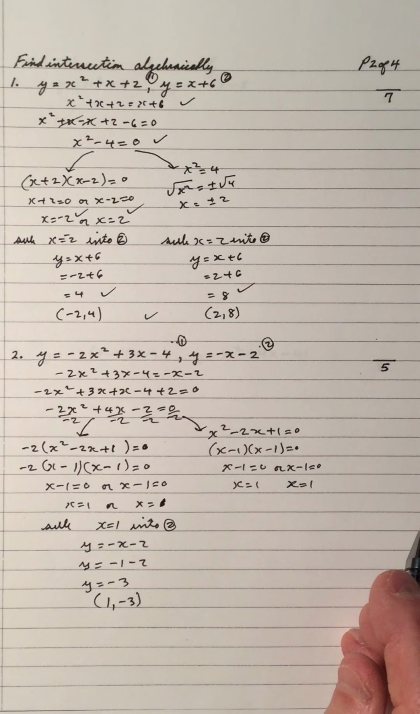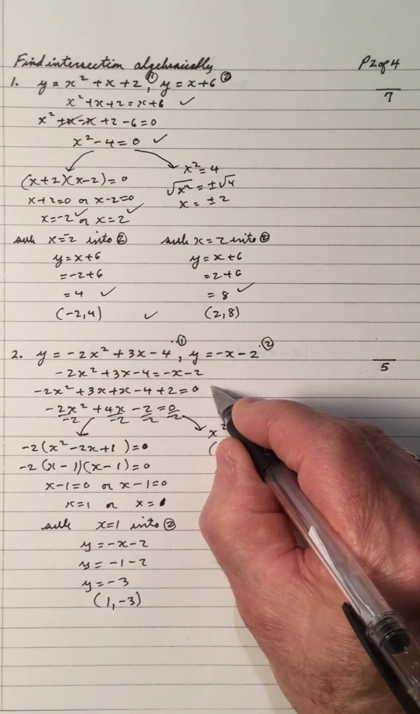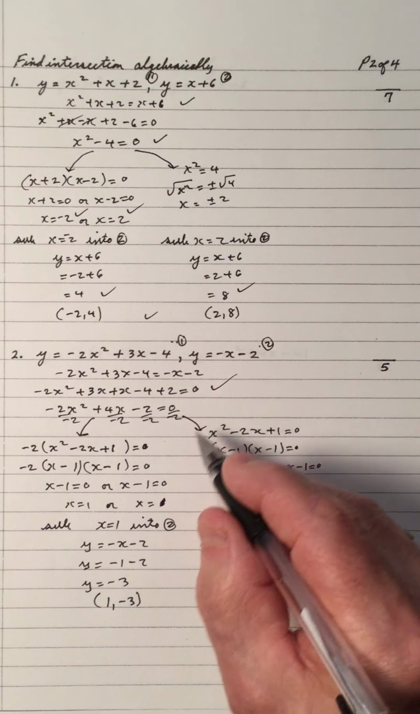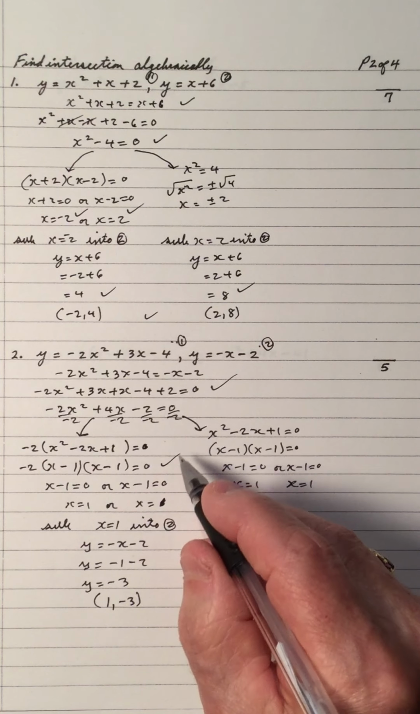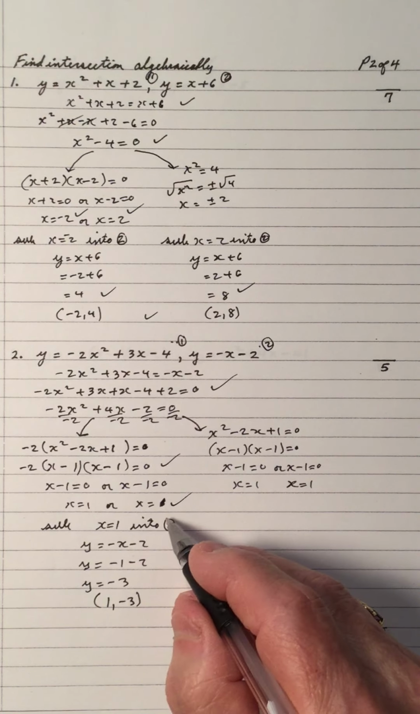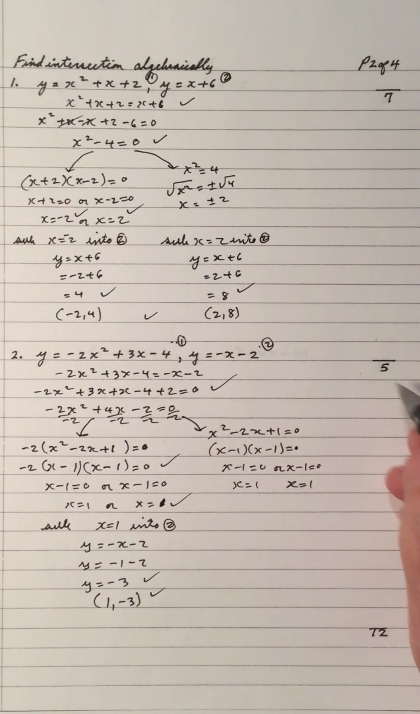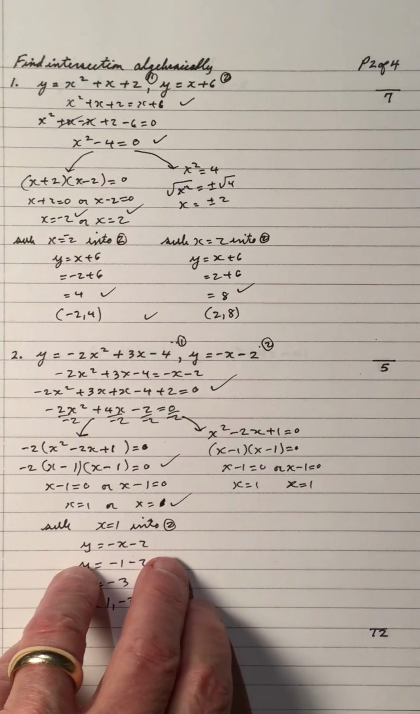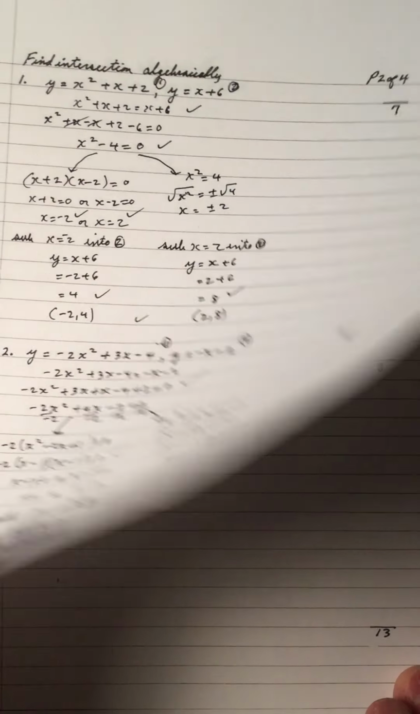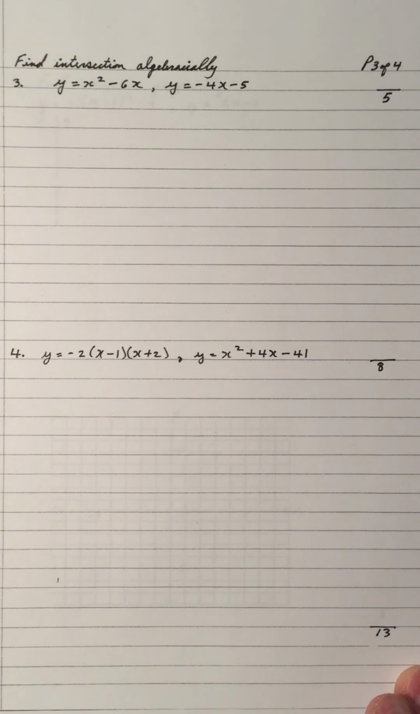And we have 5 marks, so we can give 1 mark for that one, 1 mark for that one, and 1 mark for getting the 1, and 1 mark for getting the negative 3, and then 1 mark for the ordered pair. 5 marks in total. Total of your page is at a 12. Hopefully everything is going great.